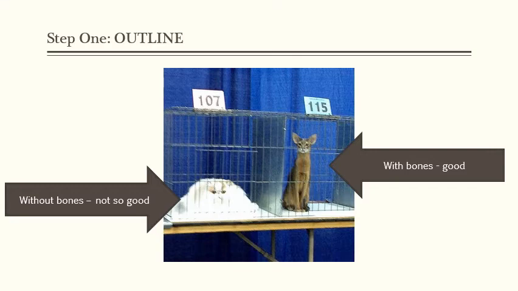So, step 1, you need to write an outline. An outline is like the bones of the body. You could probably get by without any bones, but it's not pretty. Writing an outline before you start writing your essay helps you make sure that all the parts are in the right place. Without bones, not so good. With bones, much better. So the first step is an outline.